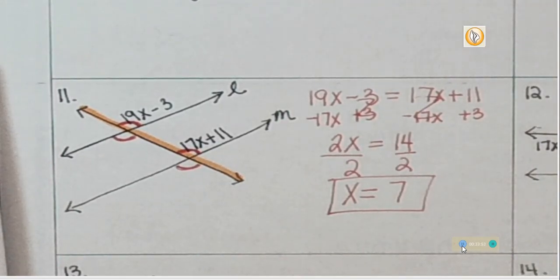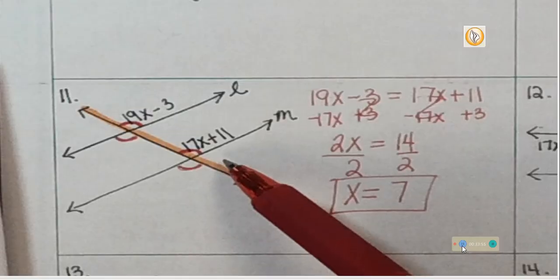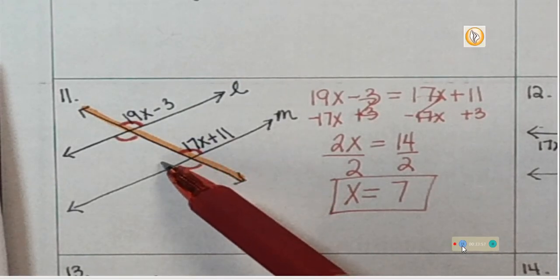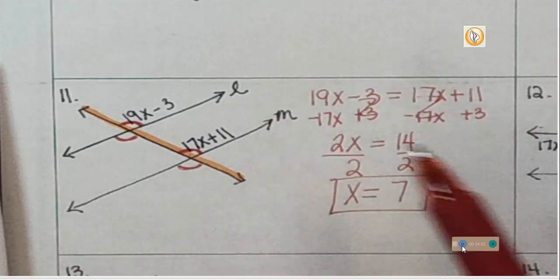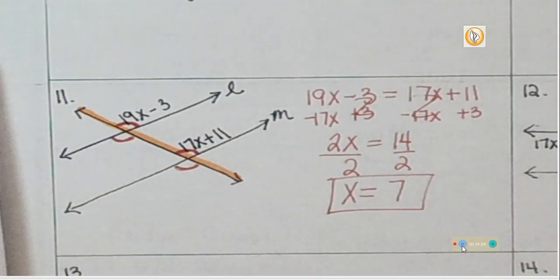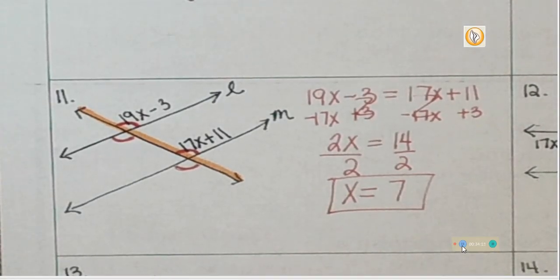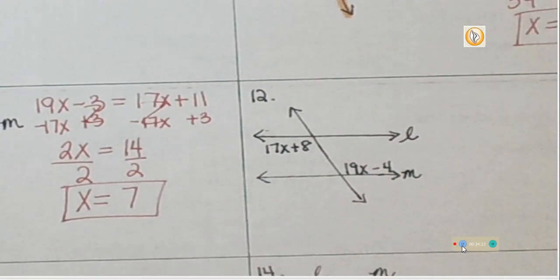Now, you could just as easily have started here and marked the vertical, those zigzag angles, okay? If they're marked the same, they're equal. If they're both not marked, they're still equal. If one is marked and one is not, that's when they're supplementary. All right, let's look at number 12. Stay with me and stay focused.